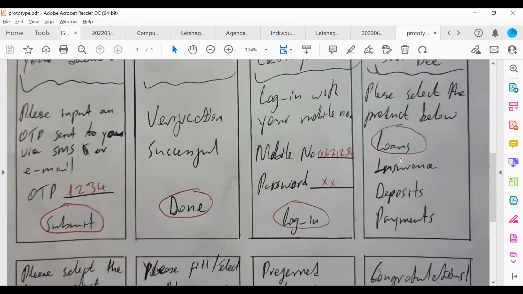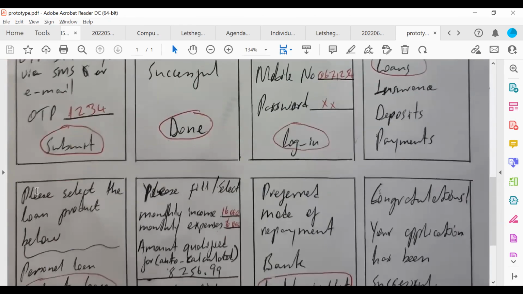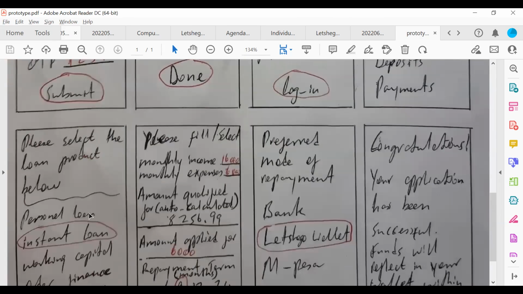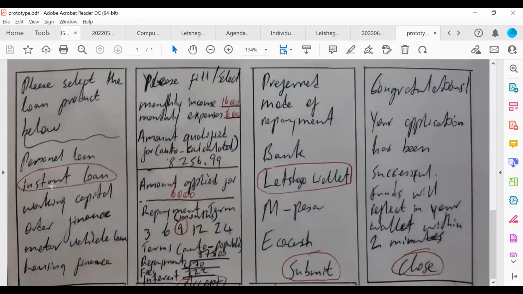Now they select loans. After selecting loans, please select the loan type below. They go into the next screen. They see a bouquet of products on offer. Loans on offer: personal loan, instant loan, working capital, auto finance, motor vehicle loan, as well as housing finance. They select instant loan. Please fill or select.